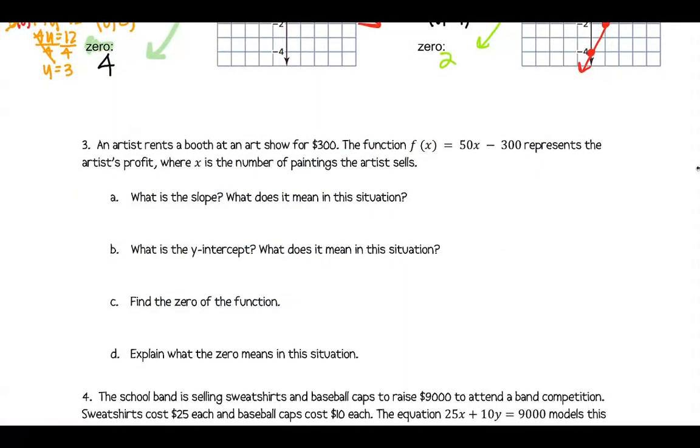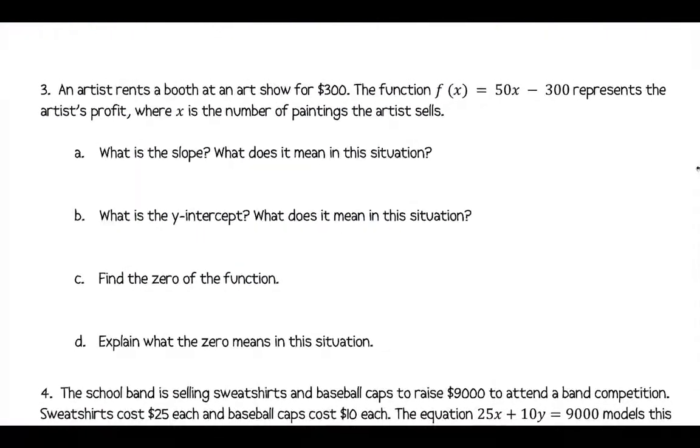Okay, so let's try some word problems, because you know EOC is going to be giving us word problems because they're mean that way. The first one says, an artist rents a booth at an art show for $300. The function f of x equals 50x minus 300 represents the artist's profit, where x is the number of paintings the artist sells. Okay?